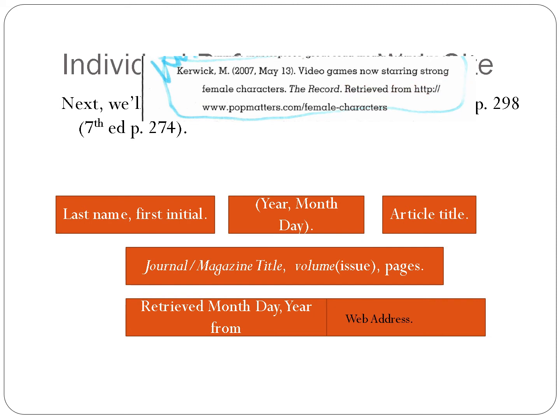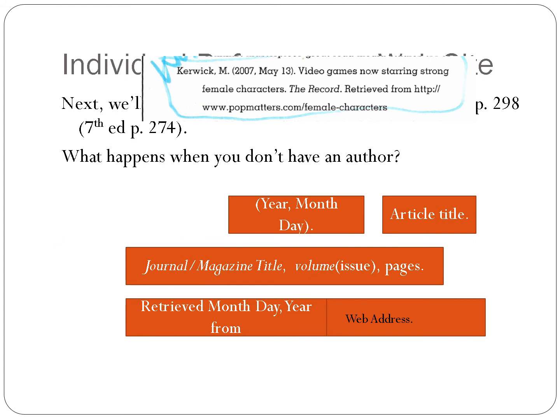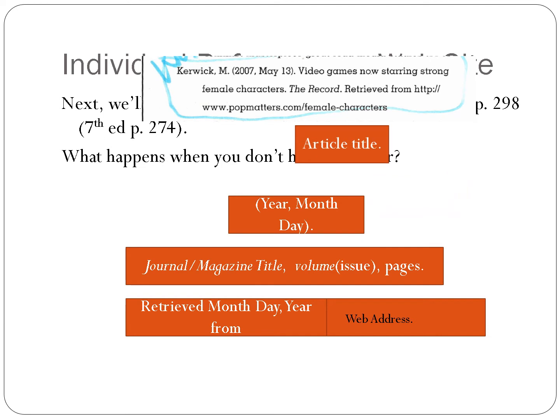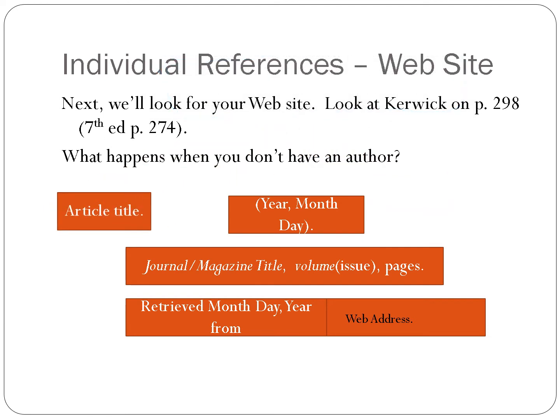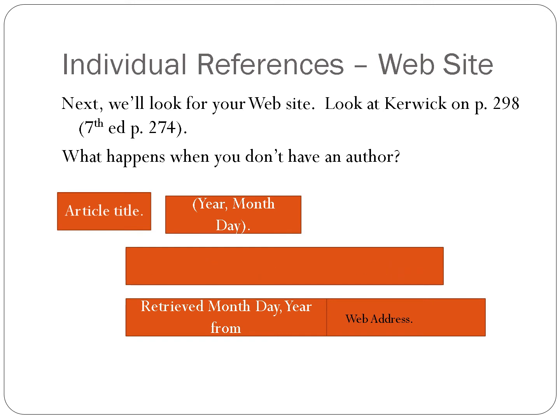What do you do though if there is no author? Which in a lot of cases there isn't when we're dealing with the internet. Nobody gets credit for the articles that we find. Well, the answer is pretty simple. Of course, that would disappear. What gets its place is the article title. So now we would start with the article title. The date is always going to get second place, second spot in your citation, and then all the rest will be the same. Good.